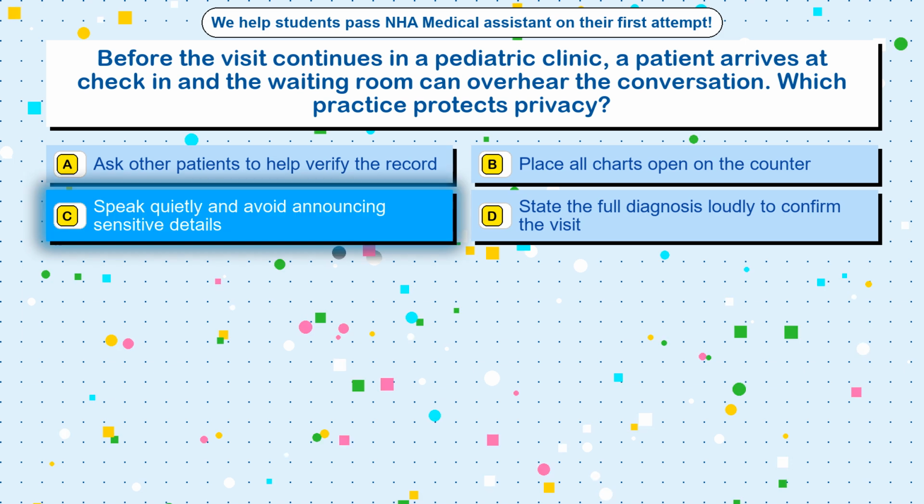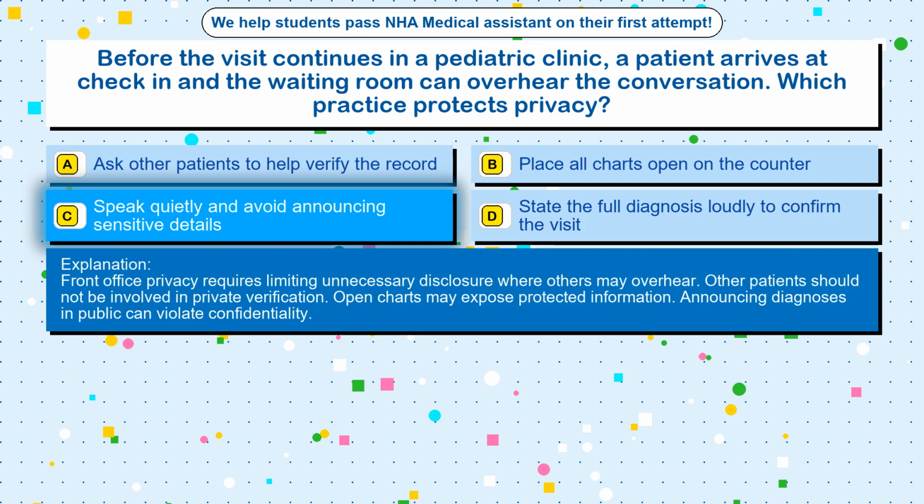The correct answer is option C. Speak quietly and avoid announcing sensitive details. Front office privacy requires limiting unnecessary disclosure where others may overhear. Other patients should not be involved in private verification. Open charts may expose protected information. Announcing diagnoses in public can violate confidentiality.